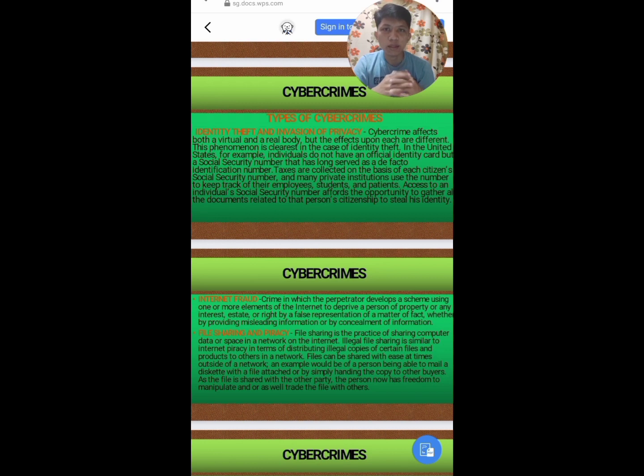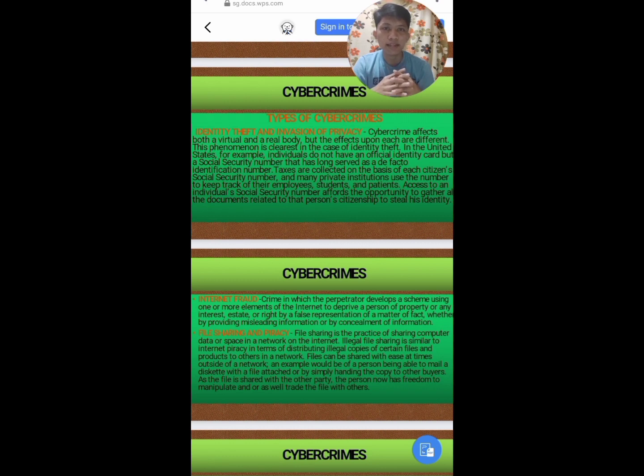For example, individuals do not have an official identity card, but a social security number that has long served as the de facto identification number. Taxes are collected on the basis of each citizen's social security number, and many private institutions use the number to keep track of their employees, students, and patients.